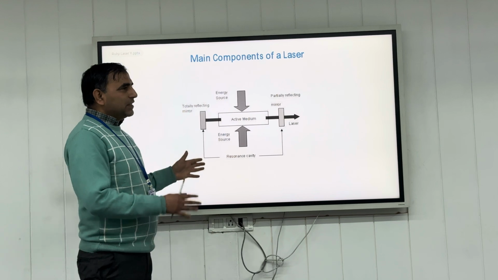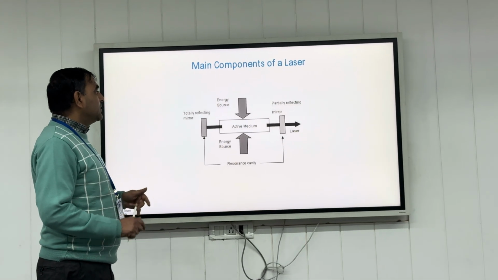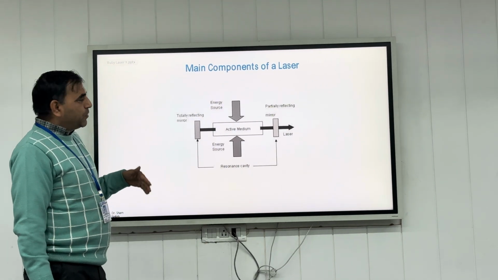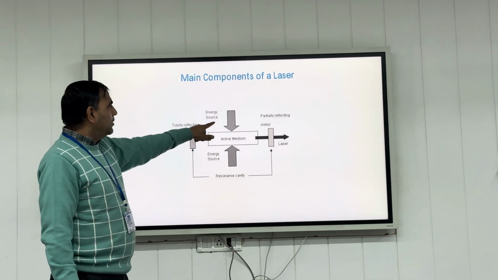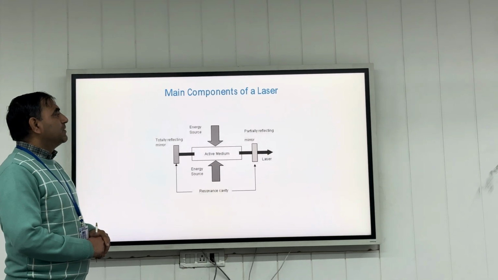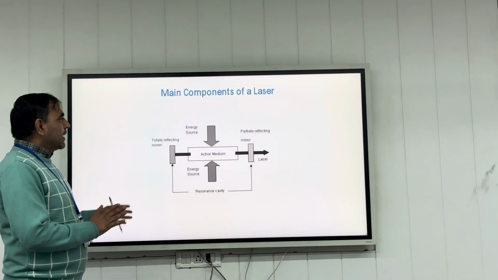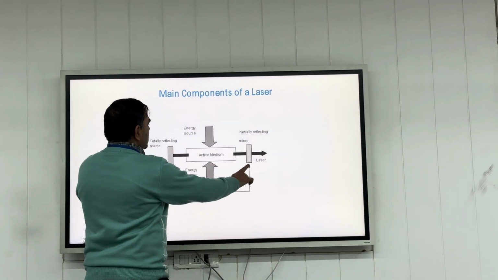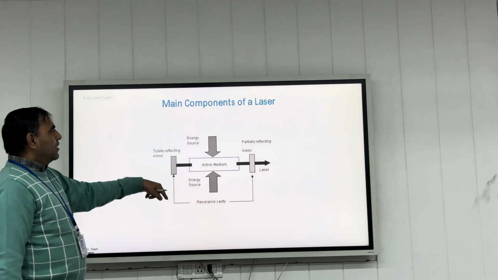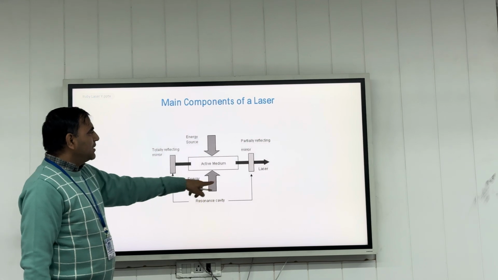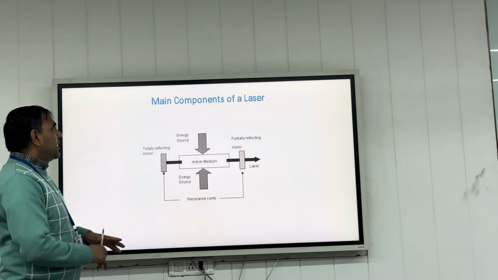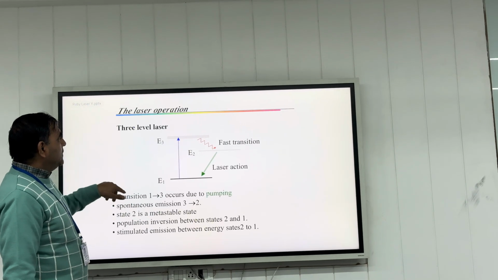When we provide the energy, we achieve the population inversion. The main use of this pumping is to achieve the population inversion. And the third one, after the active medium and pumping, is the resonance cavity. This resonance cavity is actually two mirrors on opposite sides, one on this side and one on this side. One is completely silvered and another is partially silvered. So these are the three main components.